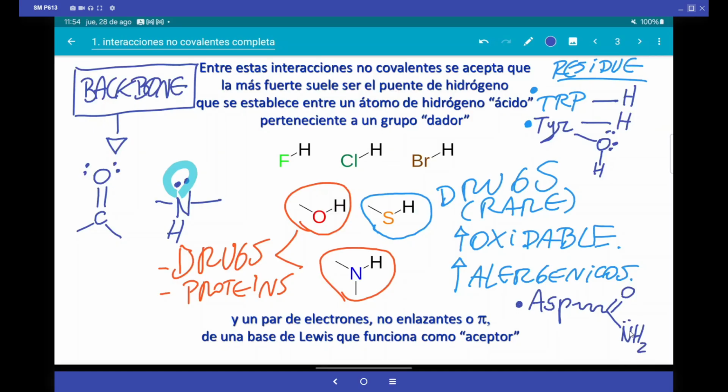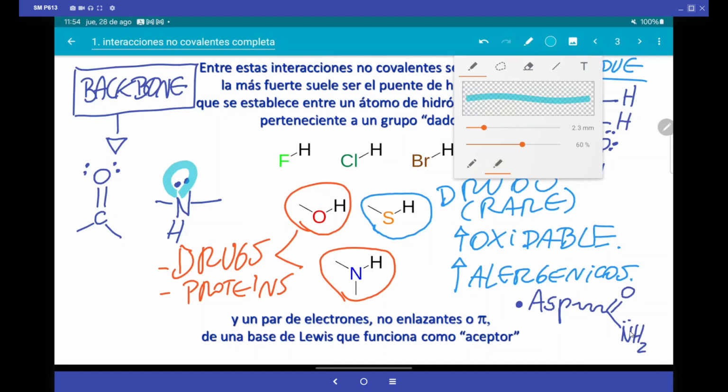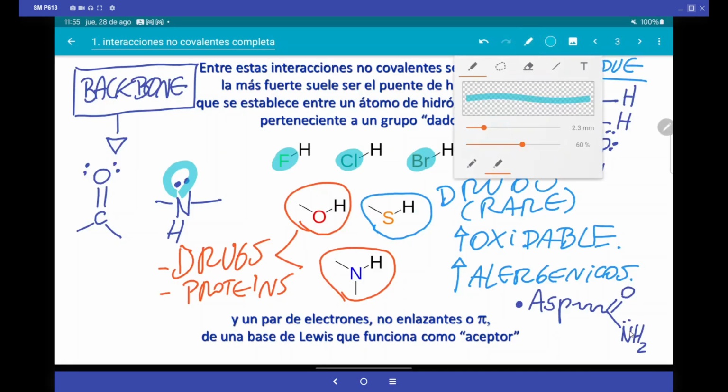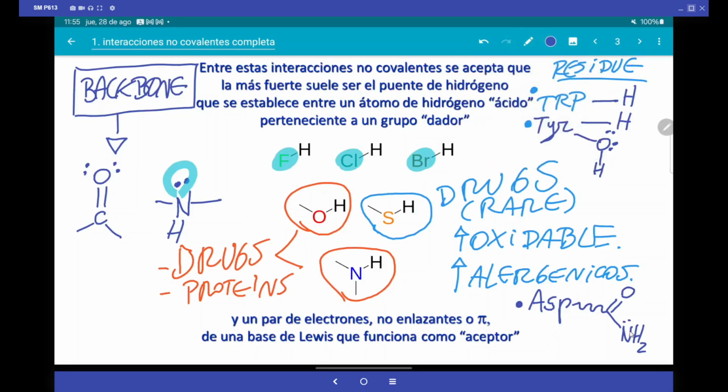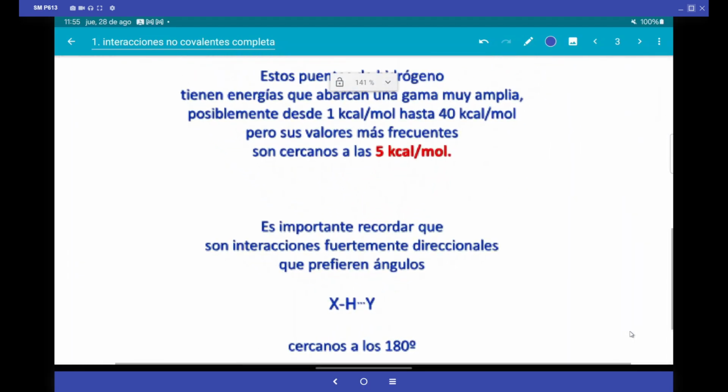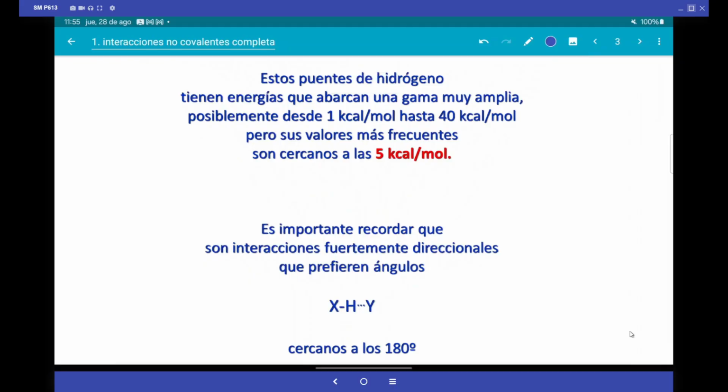Question: in the proteins, are we going to find fluorine, chlorine and bromine? No, but in the drugs, yes, and therefore the drugs act as acceptors. We are moving forward to place concrete examples, but it is good to do this exercise of reinforcing short-term memory, so that this lasts through time.